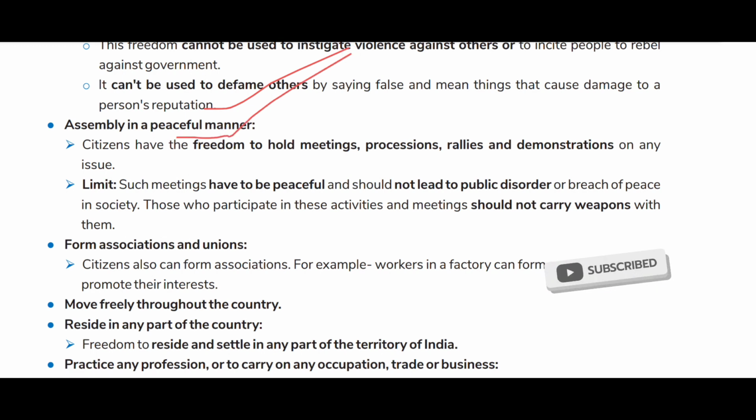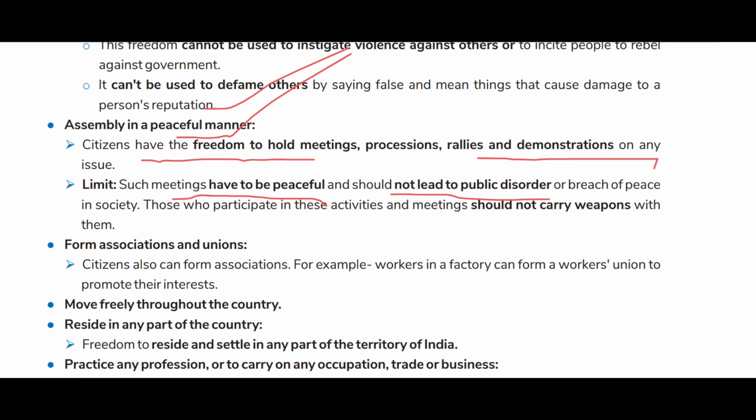Assembly in a peaceful manner. Citizens have the freedom to hold meetings, processions, rallies, and demonstrations on any issues. Limit. Such meetings have to be peaceful and should not lead to public disorder or breach of peace in society. Those who participate in these activities and meetings should not carry weapons with them.